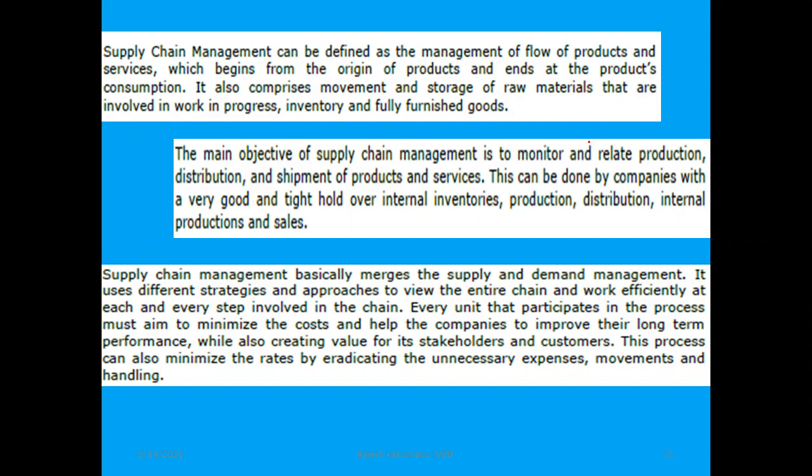Got it? The main objective of supply chain management is to monitor and relate the production, distribution, and shipment of products and services. Production should be looked after, distribution should be looked after, shipment of the products should be looked after. This can be done by companies with a very good and tight hold over internal inventories, production, distribution, and sales.